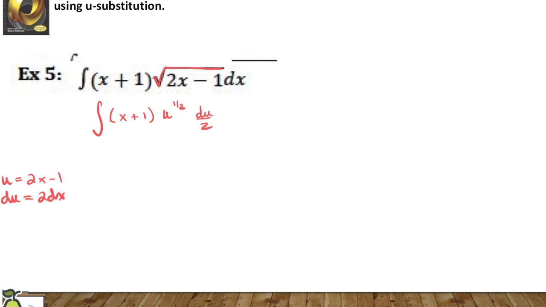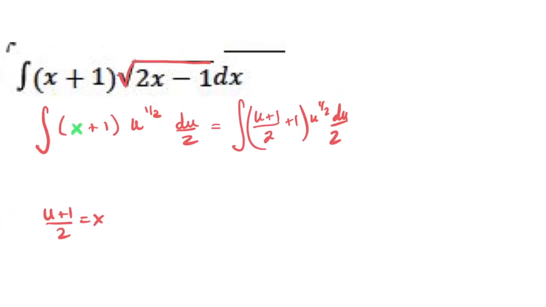Now you see that we have this extra x in here. That is definitely a problem. But go back to where you made your u substitution. You can solve for x so that you'll get u plus 1 divided by 2 is equal to x. Substitute that into our antiderivative now. We will get u plus 1 divided by 2 plus 1 multiplied by u to the 1/2 and du over 2. All right, a little bit more simplifying for this one.